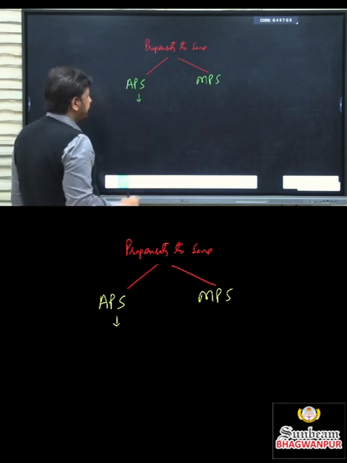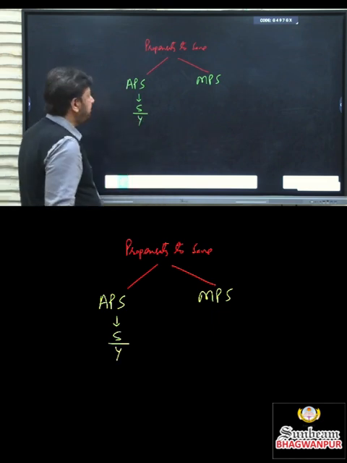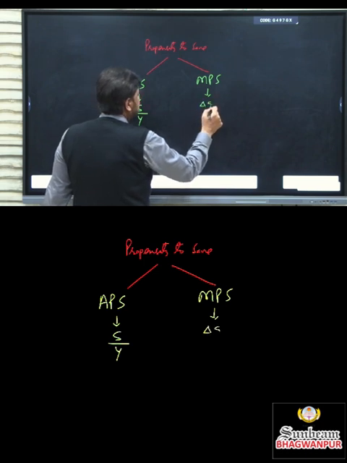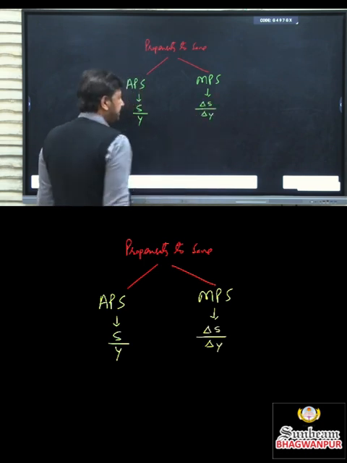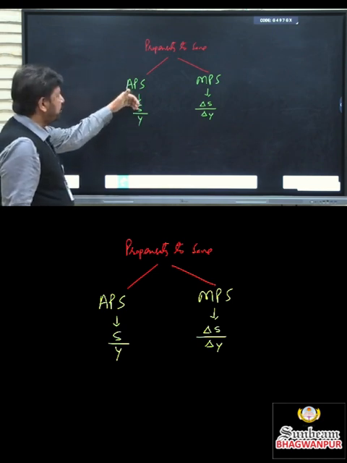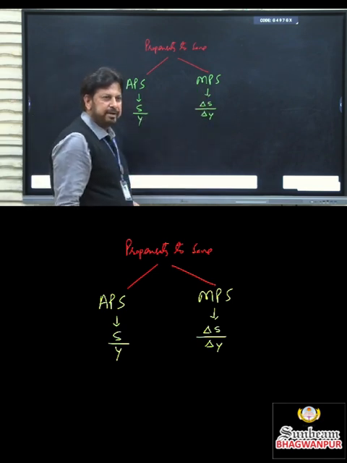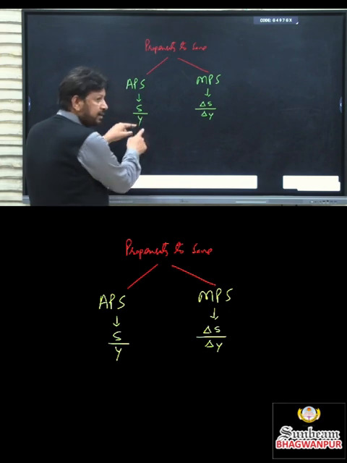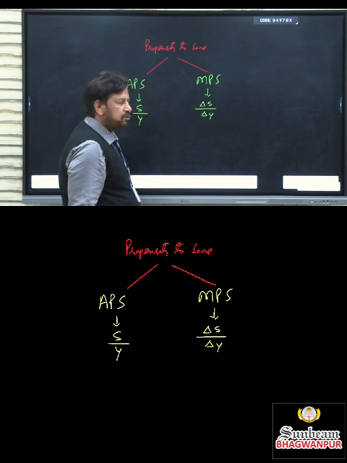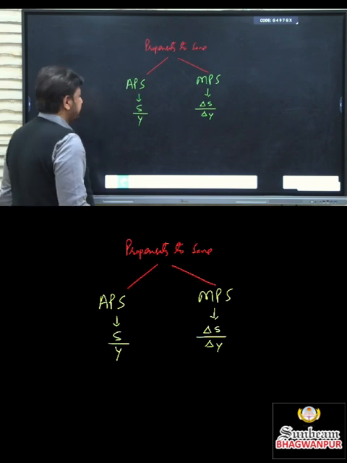Average propensity to save is the ratio between saving and income, and marginal propensity to save is the ratio between change in saving and change in income. The concept is the same. What part of total income is going to be saved and what part of additional income is going to be saved is the basic difference between APS and MPS.